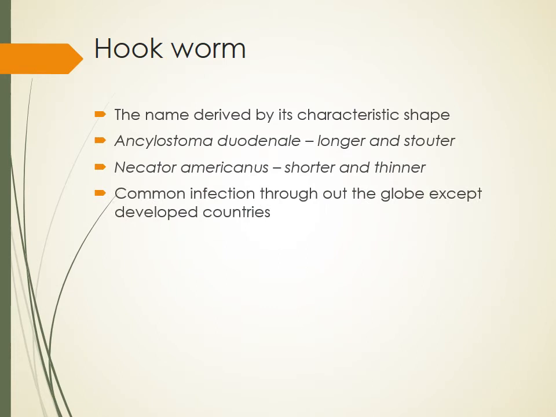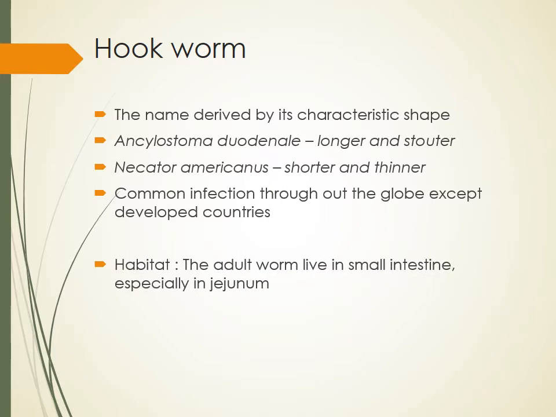It is a common infection throughout the globe except in developed countries, so it is more common in the tropics or countries of Africa, South America and the Indian subcontinent. These are the countries where you will see the largest worm burden of this disease. Though its name is duodenale, the adult worm lives in the small intestine, especially in the jejunum.